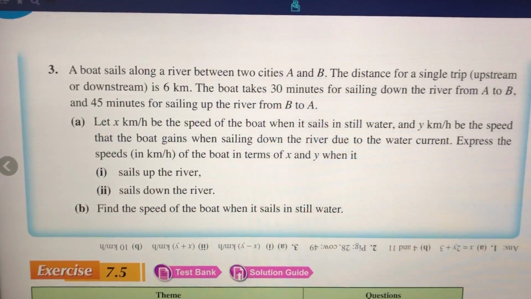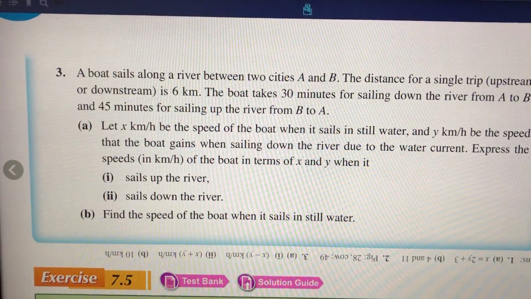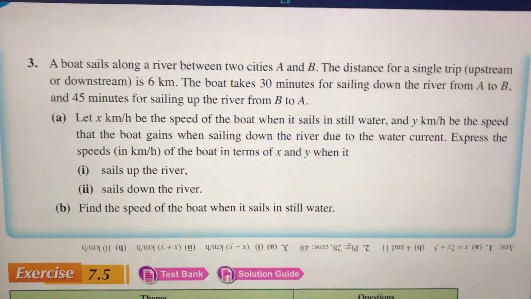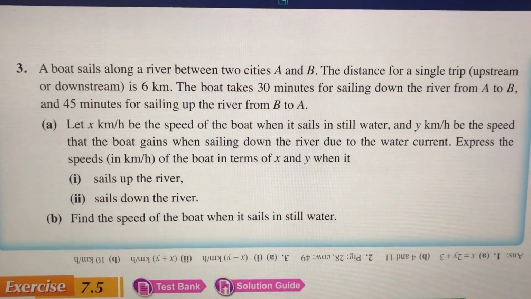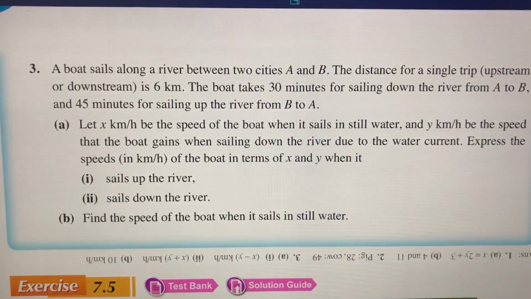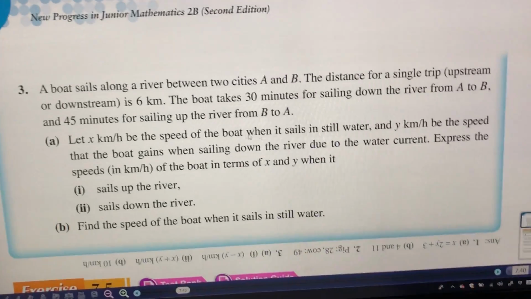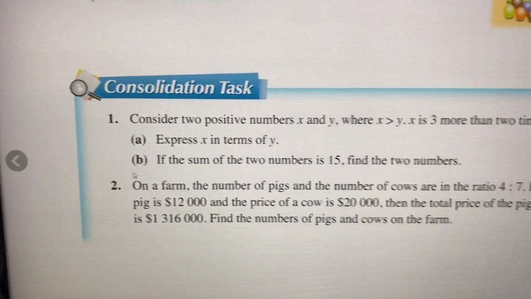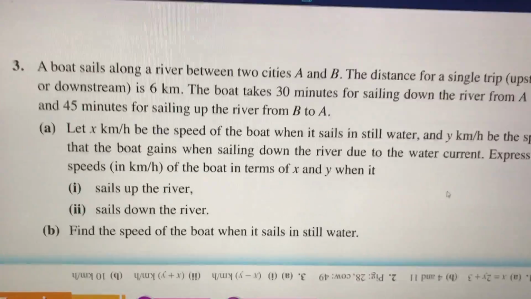So we are going to keep talking about the questions in chapter 7.5, application of simultaneous equations in two unknowns. Now I choose a question about speed. You can find it on page 7.40. This is a question in the consolidation task, question 3.